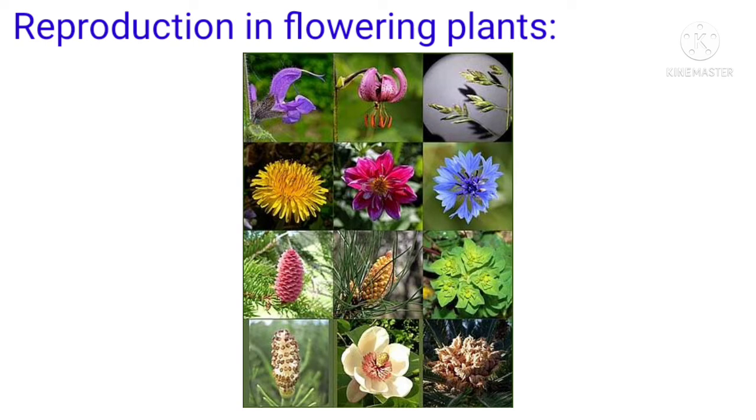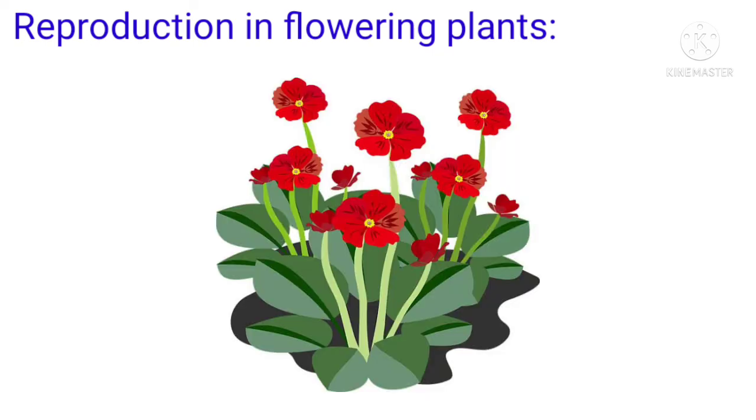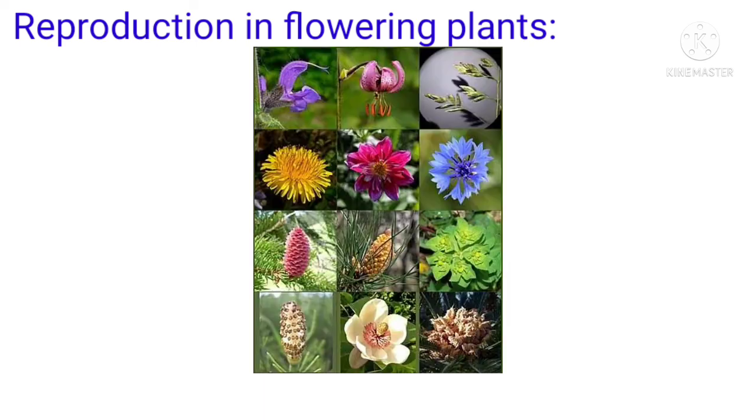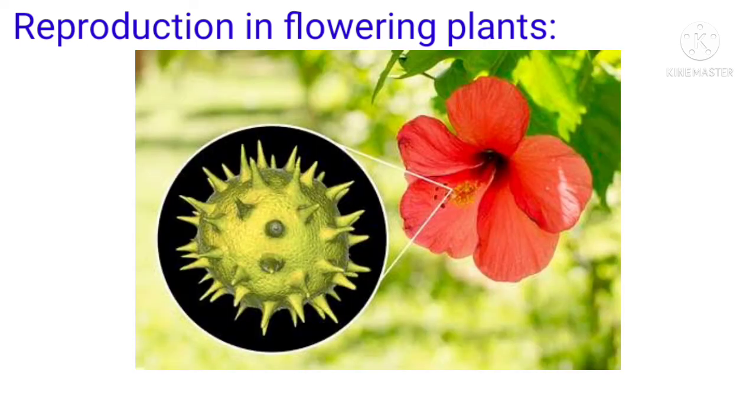First one is adult plants produce flowers. Flowers have male and female parts. Just we have discussed about male and female parts. Male parts contain small grains of pollen.